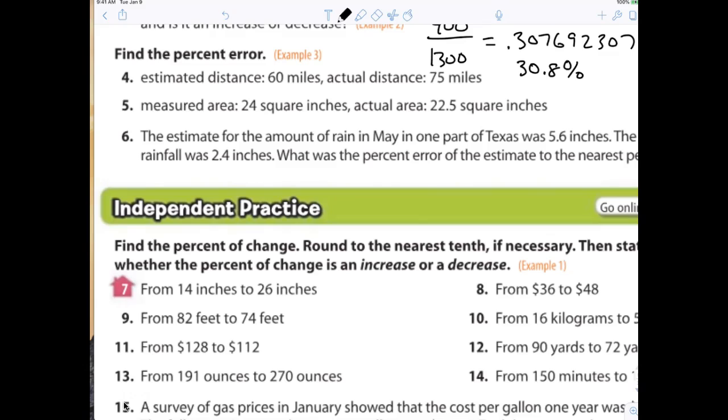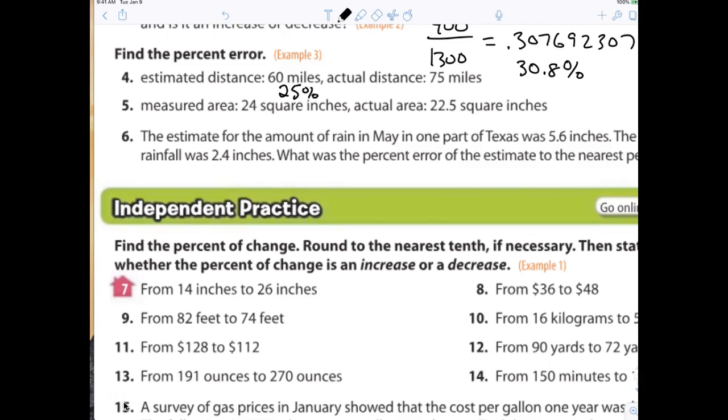All right, number 4. So you do 60 to 75, which is 15. And you do 15 divided by 60, which is 0.25, which is 25%. So there's 25% error there. It's the same formula.